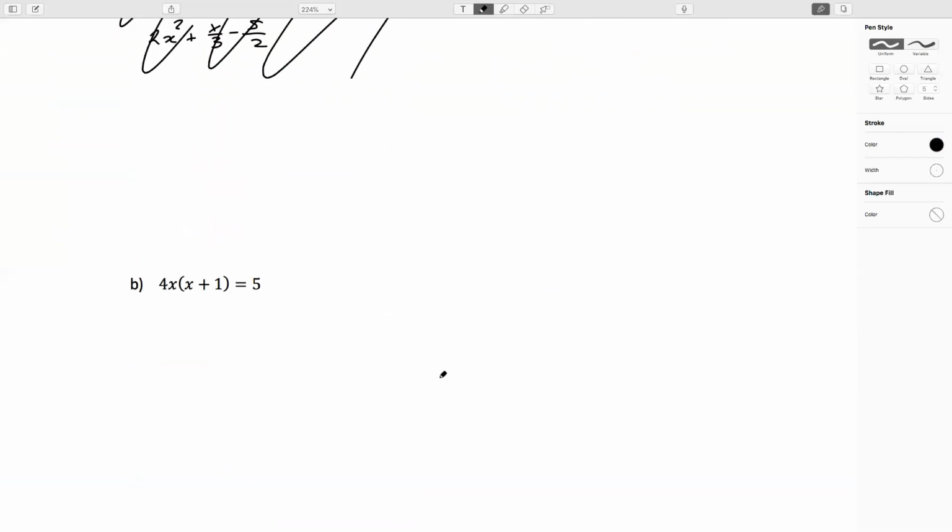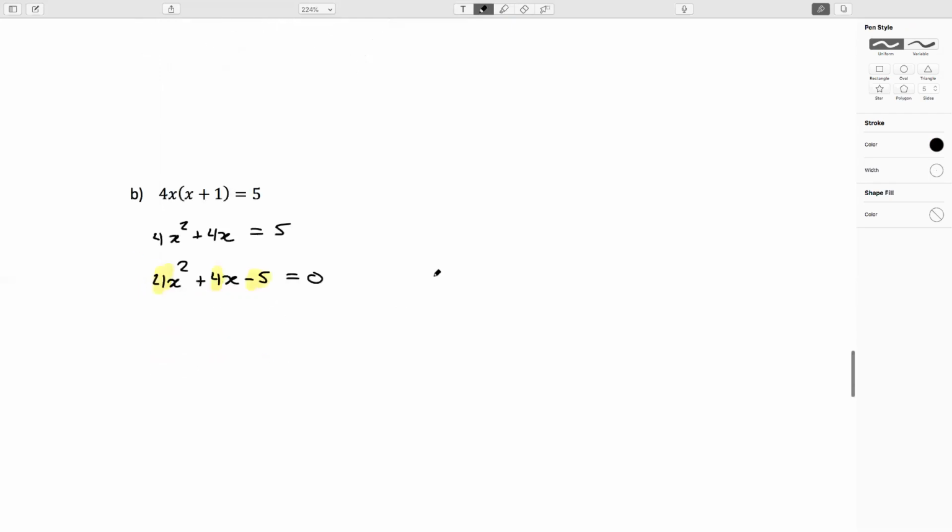So 4x times x plus 1 equals 5. Before we go and just call A 4 and C 5, let's actually expand our brackets and put everything on one side. So 4x times x is going to get us 4x squared, and 4x times 1 is going to be plus 4x. This equals 5. And then moving the 5 to the other side, 4x squared plus 4x minus 5 equals 0. Now we can see A, B, and C clearly. A is 4, B is 4, and C is minus 5.